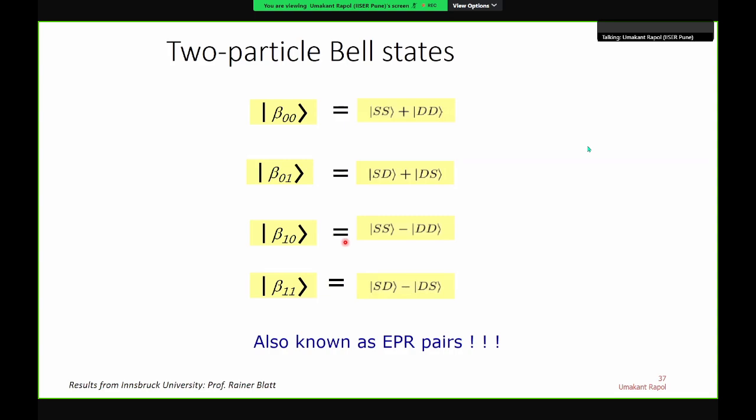So the Bell states, when you have two ions, this is a superposition of both ions in the ground state and both ions in the excited state. This is one of the Bell states, and then you can have one in the ground and the other in the excited state, and the other way around, and so on. So you can create these 4 types of Bell states: SS plus DD, SD plus DS, SS minus DD, SD minus DS. So these kind of Bell states you can create, and I'll give you one example of how this is done.